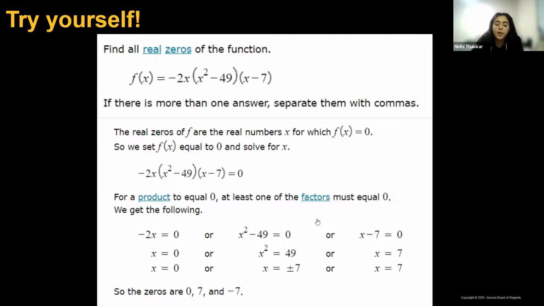So there are three possibilities again: minus 2x equals 0, x square minus 49 equals 0, and x minus 7 equals 0. If minus 2x equals 0, we get x equals 0. If x square equals 49, then we get x equals plus and minus 7. And if we have x minus 7 equals 0, we get x equals 7. So here we have an intersection, right? Here also we are getting plus 7, and here also. So we just need to include it once. So our solution would be 0, 7, and negative 7.